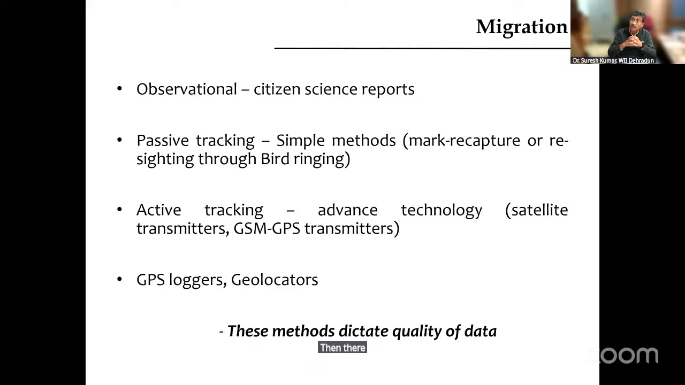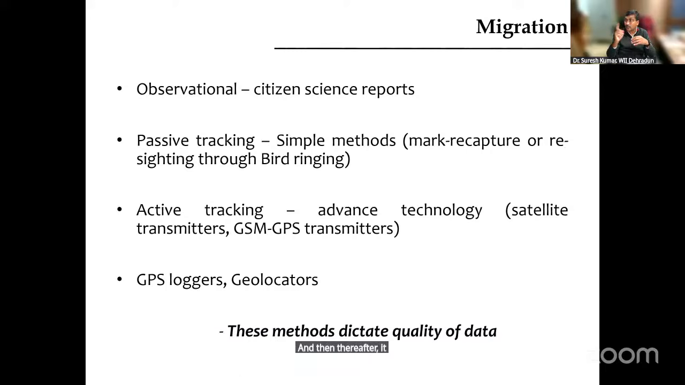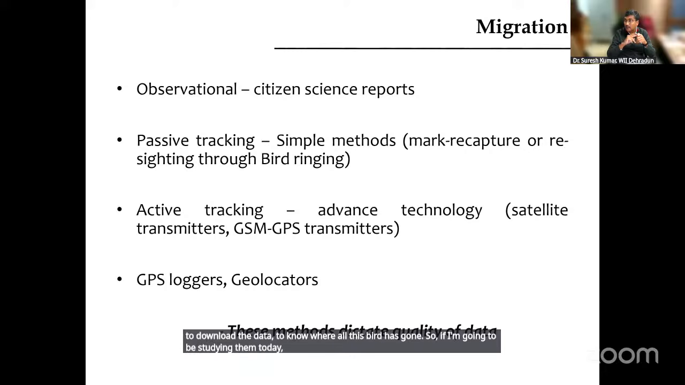Then there are also these other devices which do not transmit. They simply cannot transmit, so they are naturally much smaller, which is effective. But these devices log the location. They simply switch on, take the location of the bird, depending on how the researcher has programmed it, and thereafter store it. We need to catch that individual bird again to download the data to know where this bird has gone. So if I'm going to be tagging a few birds during the breeding season, I'll have to wait for the bird to come back the next season.